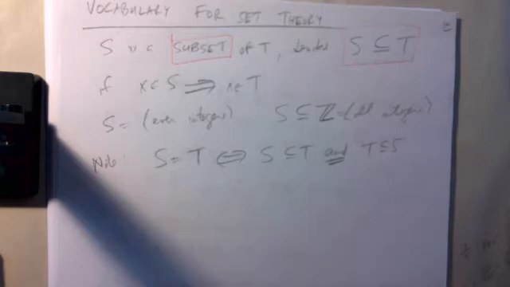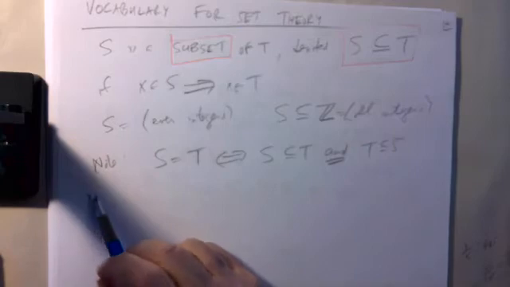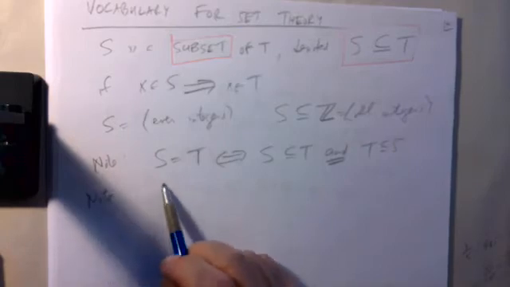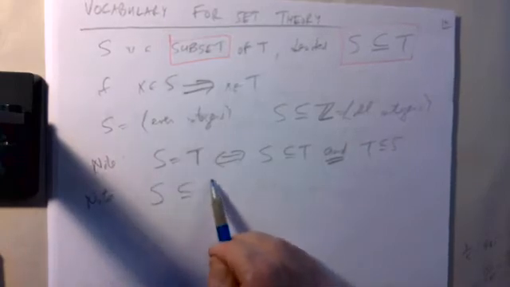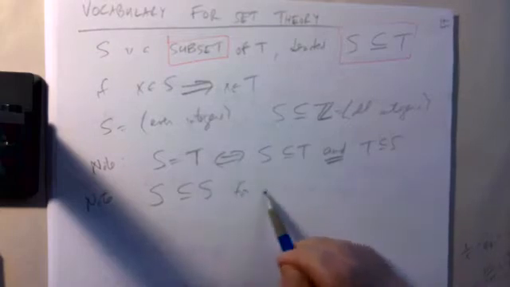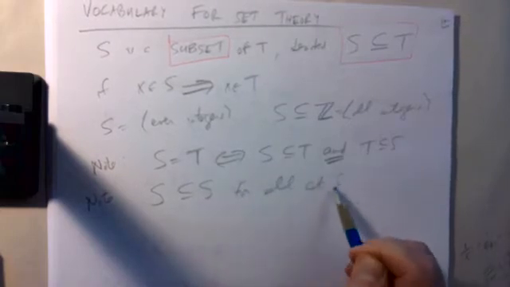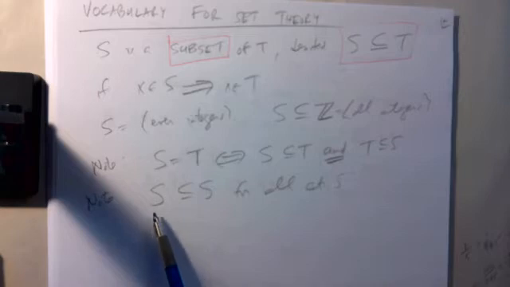Okay. Now, note also, every set S is a subset of itself. This just says every element of S is an element of S, and that's a tautology. That's kind of obvious.